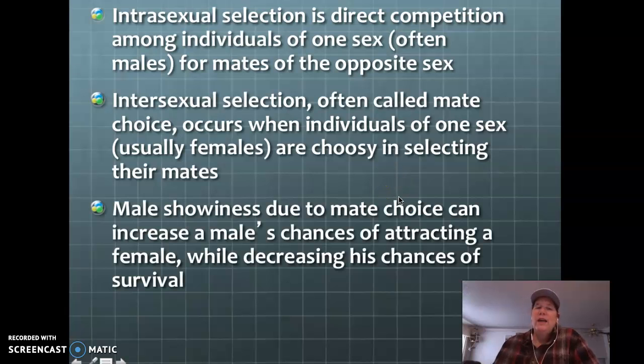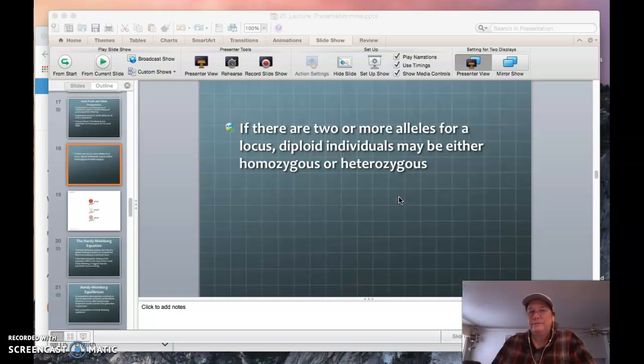So we have male showiness, and again, it's due to mate choice. It can increase a male's chances of attracting a female, and that's where you get that dimorphism coming in. The boys have to attract the girls.